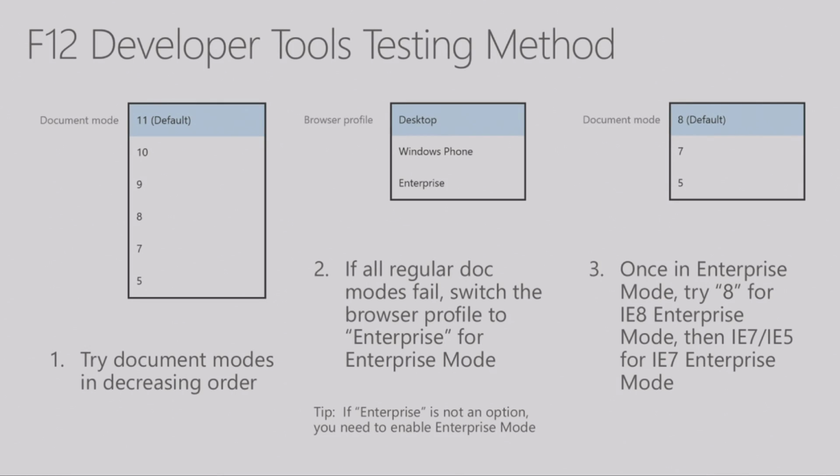If all those fail, switch your browser profile to enterprise. And if you don't see enterprise show up, it's probably because enterprise mode isn't enabled on that machine. You do need to enable enterprise mode to be able to see this from the tools menu. And then finally, when you switch to that enterprise mode browser profile, you'll see the document mode list shrinks, and it acts more like IE8. IE8, of course, has IE8 doc mode, IE7, and IE5, so that's what we provide you.